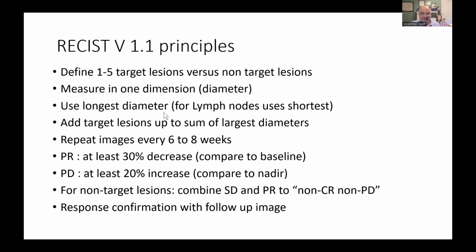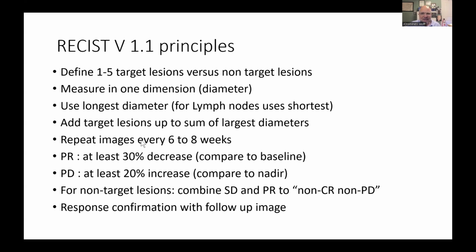We take the largest diameter. At least it needs to be an easily measurable and easily reproducible diameter for each of the tumor lesions that are included in the assessment. For lymph nodes, the rule is to use the shortest. Then we add up those measurements and we come to the sum of the largest diameters for a time point.